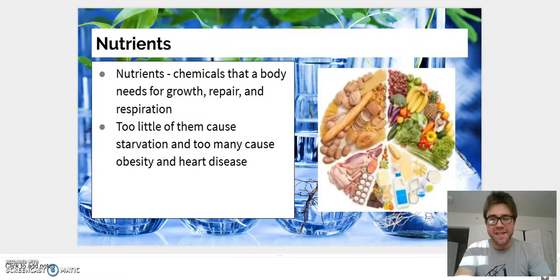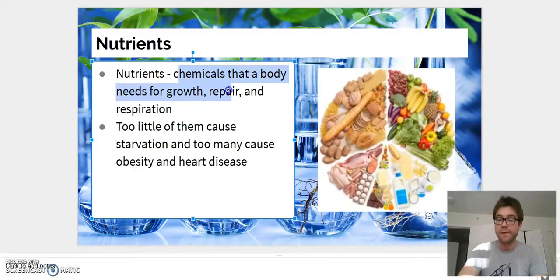Everybody. All right, it is time to review for biological molecules. I know your quiz is coming up, so you guys are wanting to study a lot, which is good, I'm sure, but let's review. So let's begin. We start with a slide about nutrients. Nutrients are chemicals that a body needs for growing, for repairing itself, and for respiration.